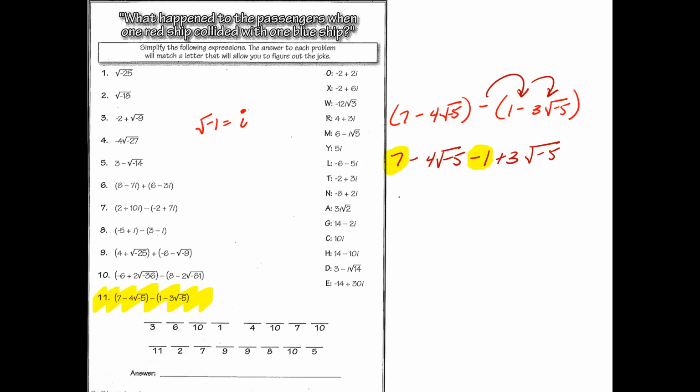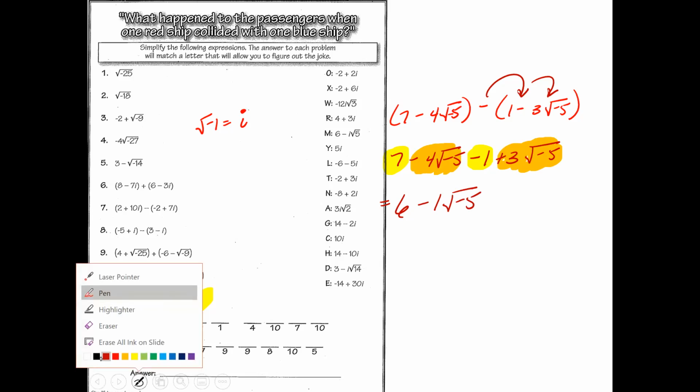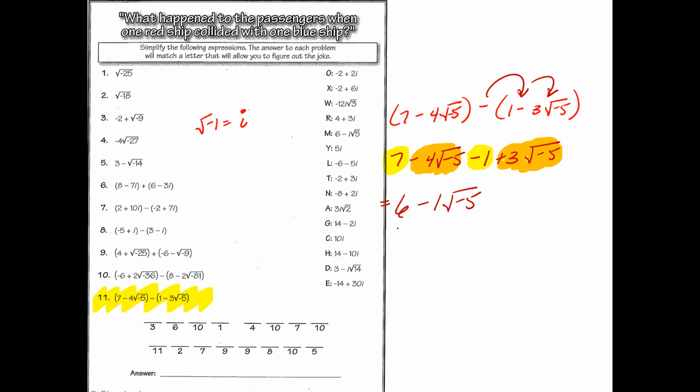So 7 minus 1 is a 6. And then you can also combine the -4 square root negative 5 with the 3 square root negative 5 because they have the same square root. So -4 plus 3 is going to give you a -1 square root negative 5. Once you're at this point, you have to do a little bit of crazy math to simplify it. So you have 6 minus 1.